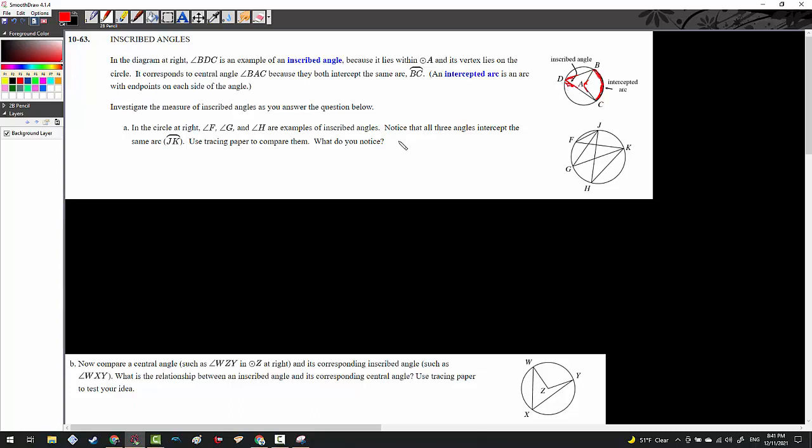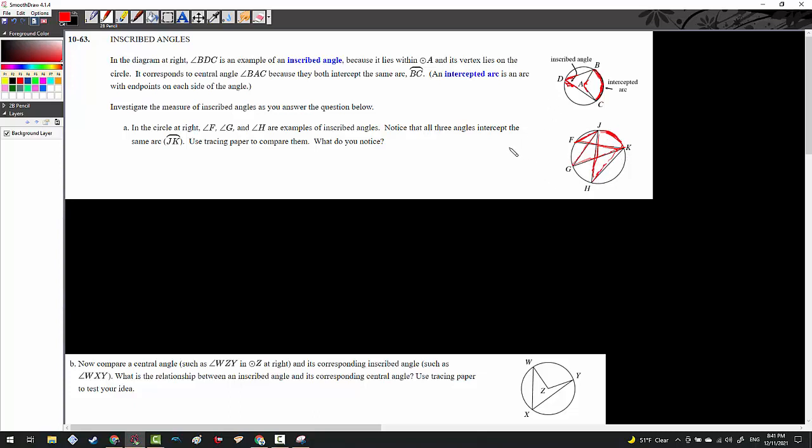It says, investigate the measure of inscribed angles using the question below. In the circle at the right, angles F, G, and H are all examples of inscribed angles. Notice that all three angles intercept the same arc, JK. Let's see if that's true. Angle F definitely intercepts that JK. Angle G, in a bit of a different way, still intercepts that JK. And angle H again intercepts that JK. Well, what are you supposed to notice?